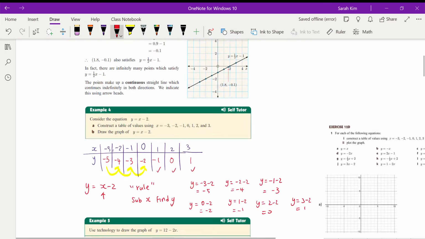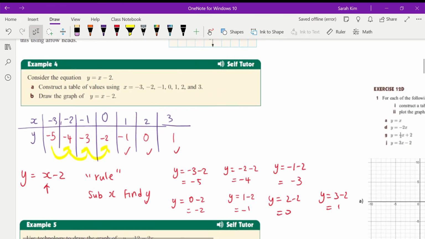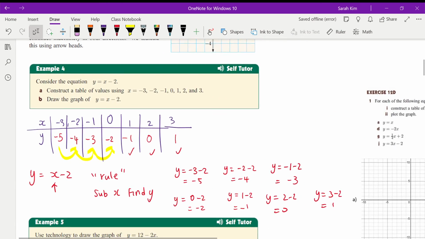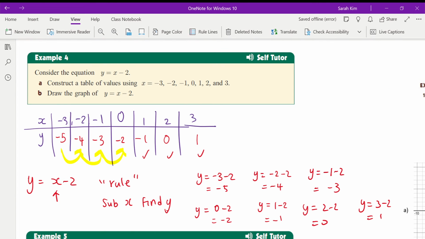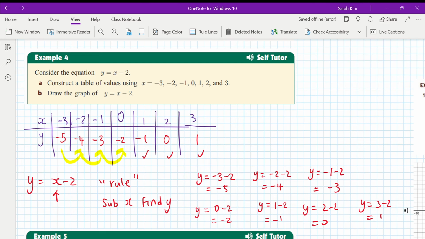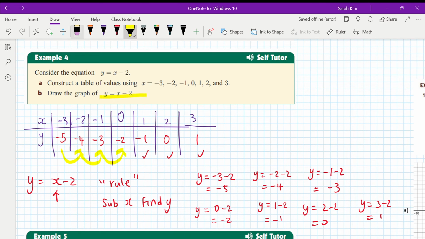So now that I've found the table of values, what I've got to do, make sure you use your book or booklet depending on how much space you need. You need a Cartesian plane, so let me just quickly change the graph. So you need to draw this graph. Basically you need to use the dots and plot those points and then draw a line of best fit.